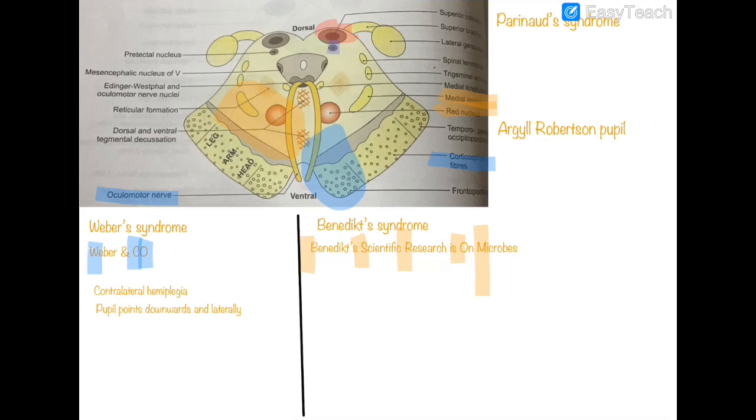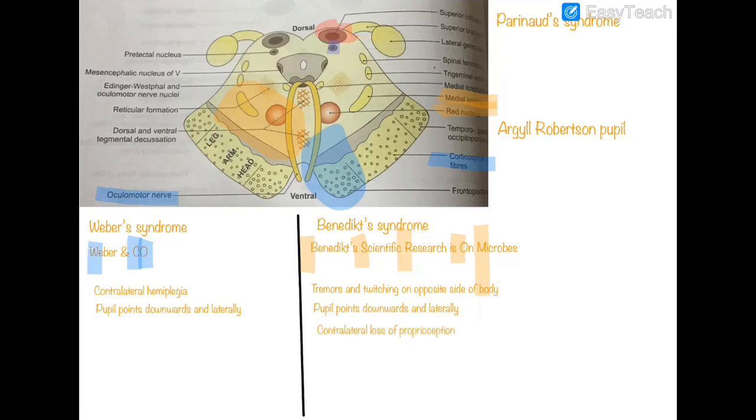lemniscus. So the effects here are the superior cerebellar peduncle and red nucleus are affected, there will be tremors and twitching on opposite side of the body. Oculomotor nerve is damaged, the pupil will again point downwards and laterally. If the medial lemniscus is affected, there will be contralateral loss of proprioception.